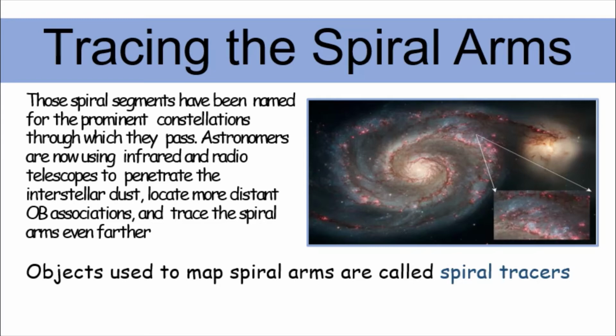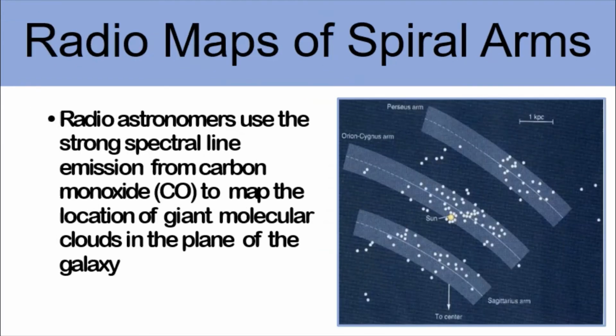Objects used to map spiral arms are called spiral tracers. Radio maps of spiral arms. Radio astronomers use the strong spectral line emission from carbon monoxide (CO) to map the location of giant molecular clouds in the plane of the galaxy.